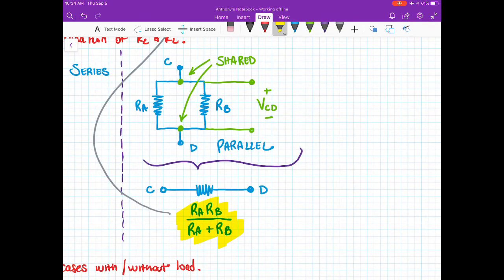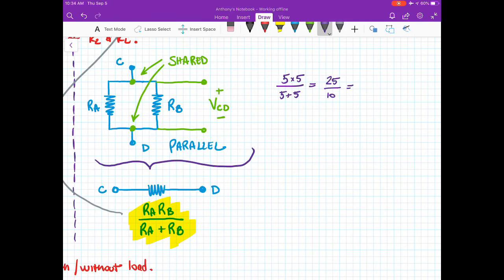Let's take a look right here at parallel combinations of resistors and maybe a quick few cases. So what happens if we combine 2 resistors that have the same resistance? Let's say 5 ohms times 5 ohms over 5 plus 5. What does that give us? Gives us 25 over 10, or 2.5 ohms. So it cuts it in half.